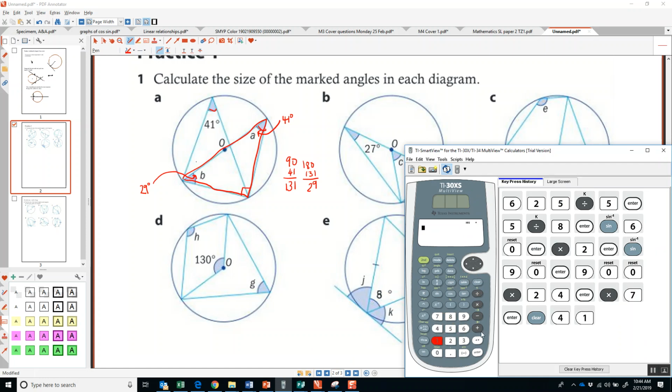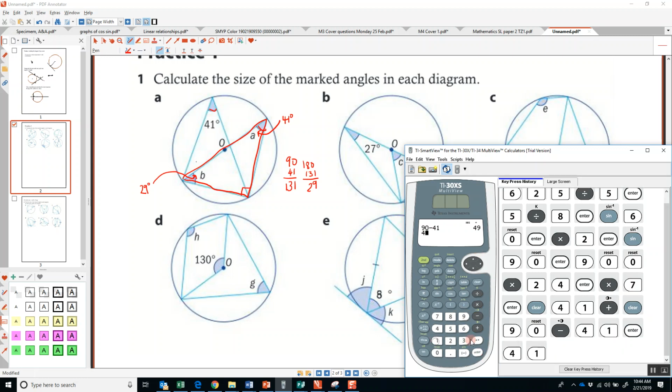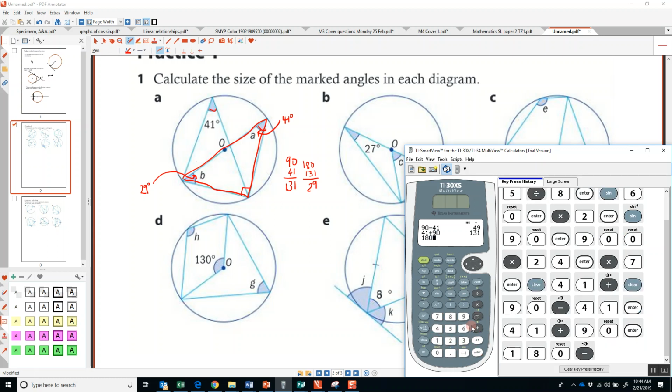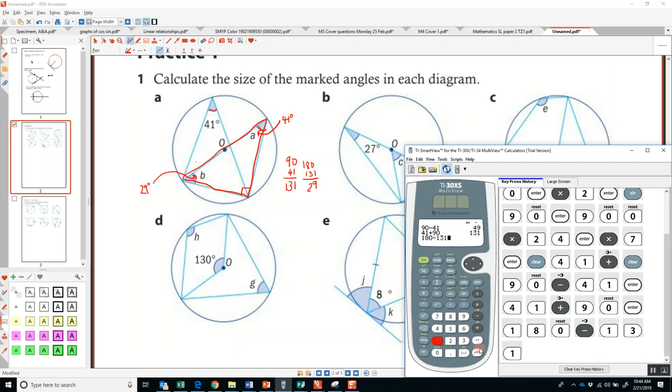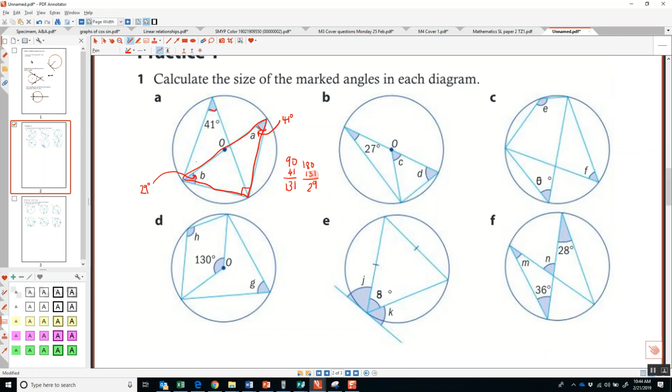Maybe I didn't do my 41 plus 90 minus 3 is 5. It is 49. This is why you should use a calculator. You've got one in your exam. Make sure you use it.